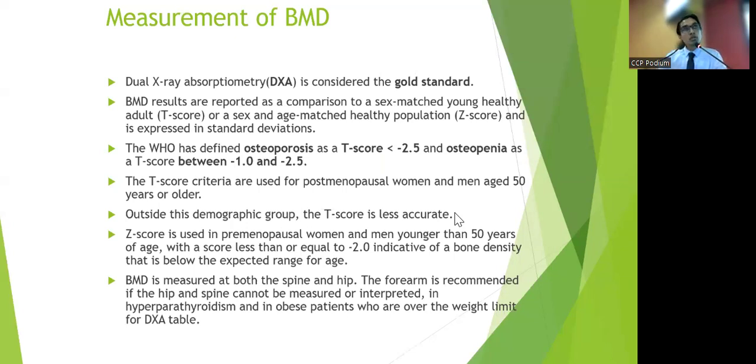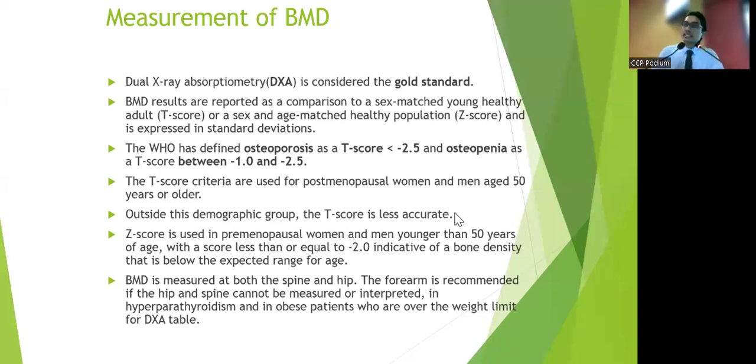But for patients outside this demographic group, that is premenopausal women and males less than 50 years of age, we can't use the T-score because it is less reliable. So in these patients, we use the Z-score. It is compared with a sex and age matched healthy population. And if the Z-score is less than minus 2, we call them not exactly osteoporosis, but low bone density, which is expected for the age.